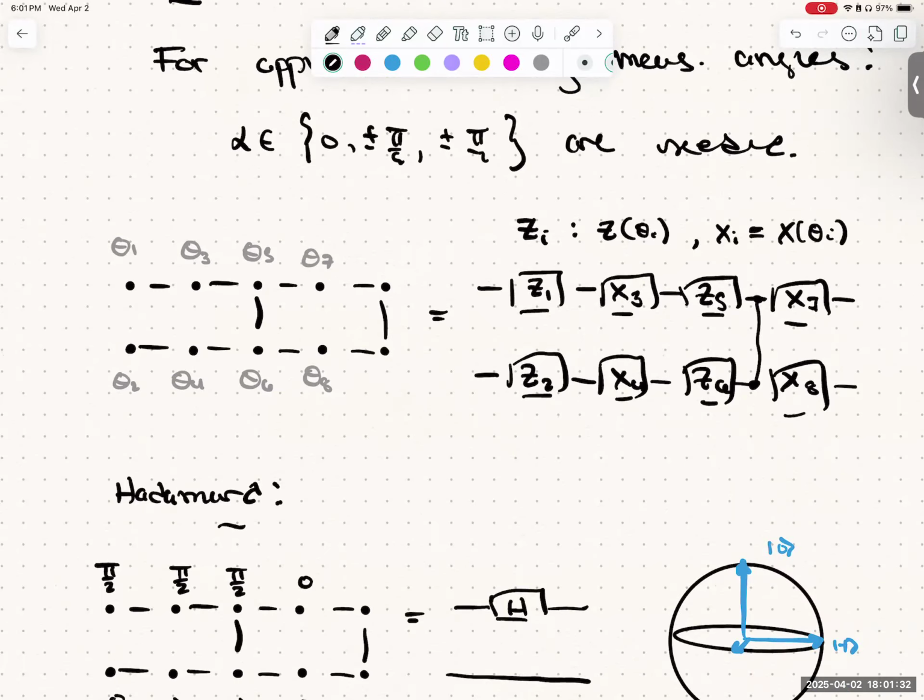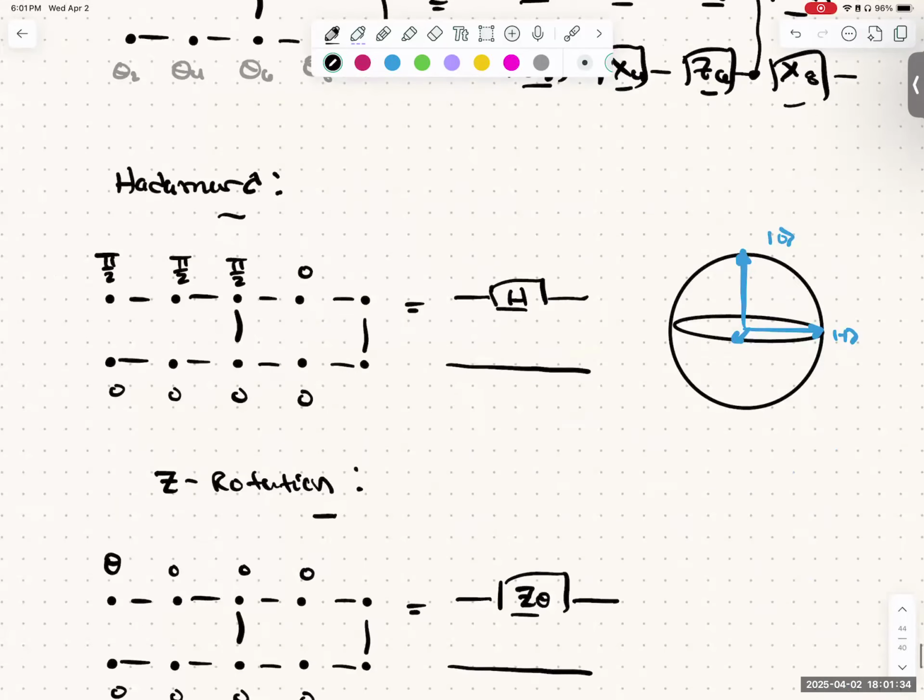And in the next picture, you argued that if you do a Z rotation, X rotation, and Z rotation with pi over two angles, you would just get the Hadamard from the geometric picture, right? That was the point? Yeah. Okay, sounds good.